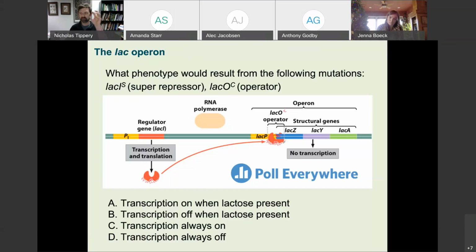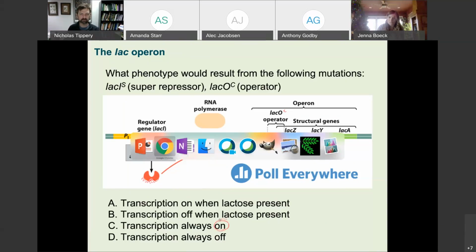The repressor would love to clamp down on the DNA and stay there forever, but the operator doesn't have a DNA sequence that it can recognize. So it's really the operator that is the more important mutation here. It's going to prevent any kind of repressor from attaching there. So that's an always on situation. Change our answer on that one. Does that make sense?